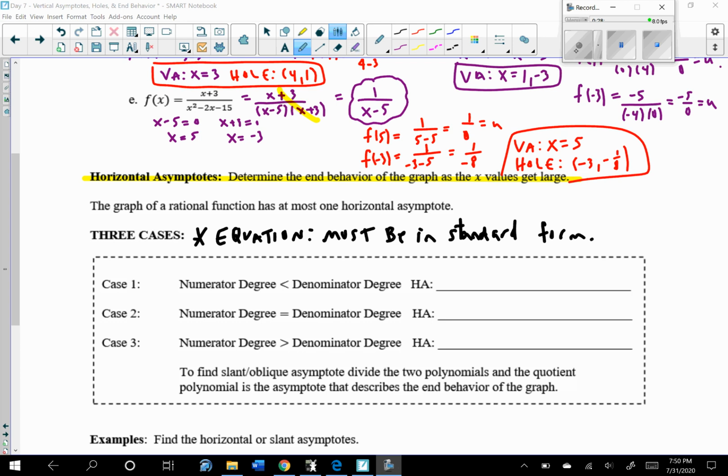So the three cases. Case 1, when the numerator degree is less than the denominator degree, then you're going to have a horizontal asymptote at y equals 0. So this is the numerator is less than the denominator. You'll see me write that out.